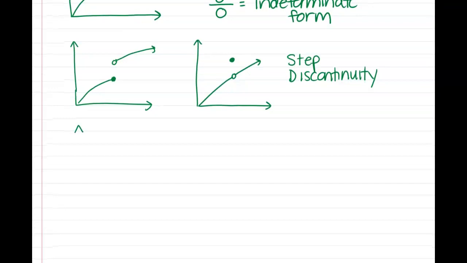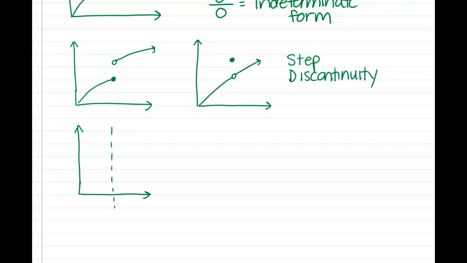There's also this, where you have a vertical asymptote and the function does that. This is called an infinite discontinuity. So basically the limits, instead of being a value that is the same or isn't on either side, it's just infinity.